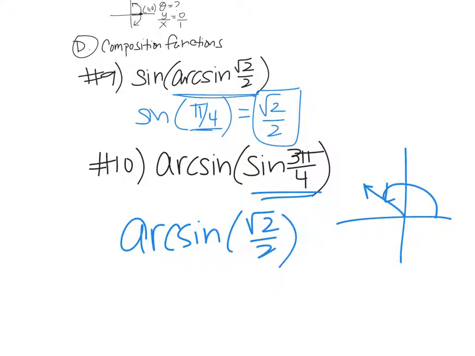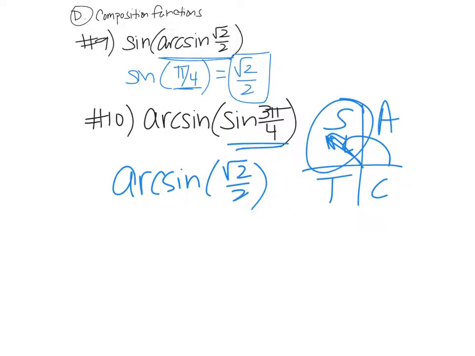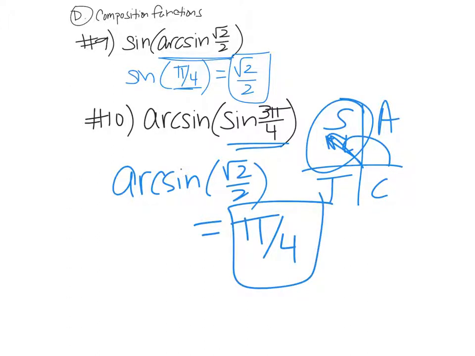Okay. So I'm in quadrant 2, remember, all saints trust Christ. So I'm in quadrant 2, sine is positive here. So the sine of 3 pi over 4 is rad 2 over 2. Now what's the arc sine of rad 2 over 2? Pi over 4. Okay, I can't get an arc sine and spits out 3 pi over 4. That's not going to work. Arc sine is only limited to quadrants 1 and 2. Okay?